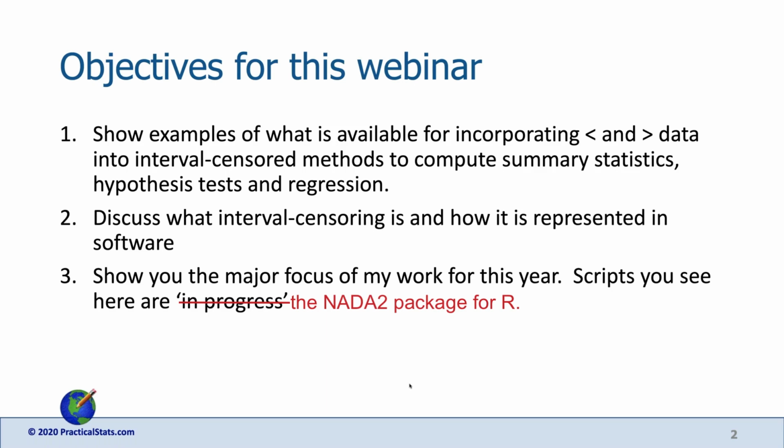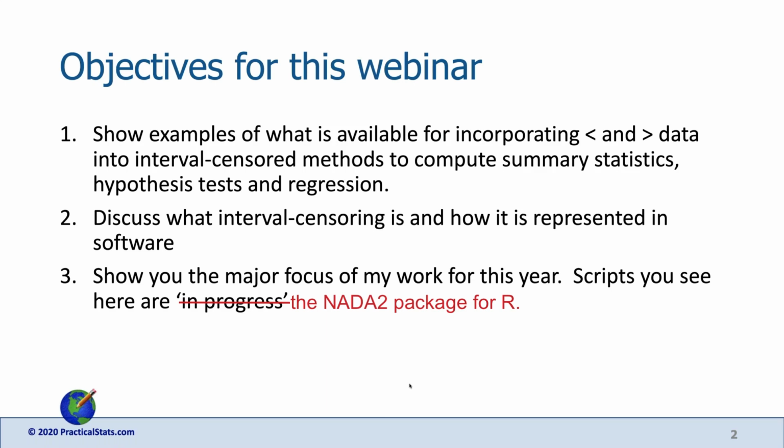I'll tell you what interval censoring is, because that's the process that's used in doing these procedures, something called interval censoring. And that's how it's represented in the software, and would be how you would represent your data to the software, as giving it an interval of what the data values might be.